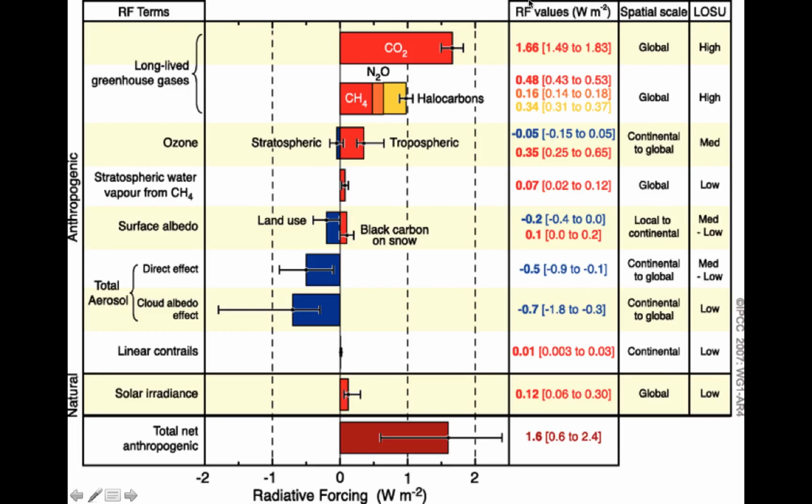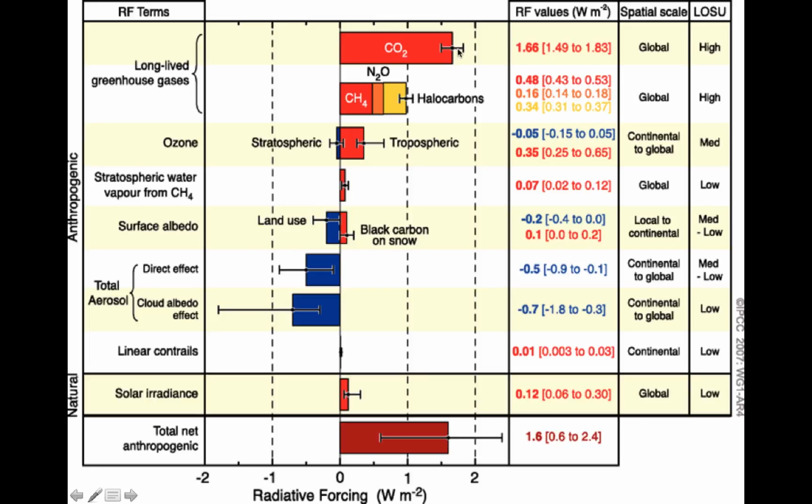Here's a graph that's often looked at, looking at the total scenarios of anthropogenic forcing at the surface. So we're looking at the top, the long-lived greenhouse gases, CO2, we know that's going to be a positive forcing at the surface. So the amount of radiative forcing at the surface is going to be positive as man increases CO2.